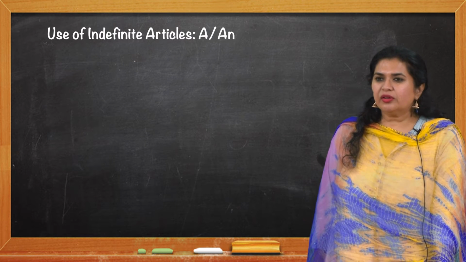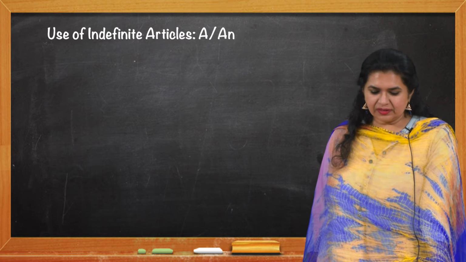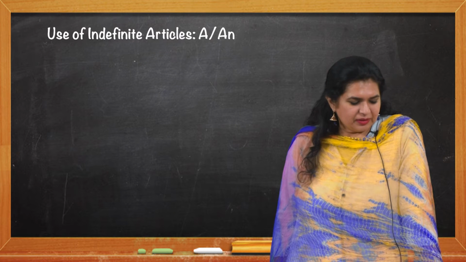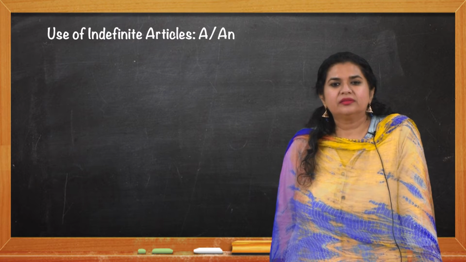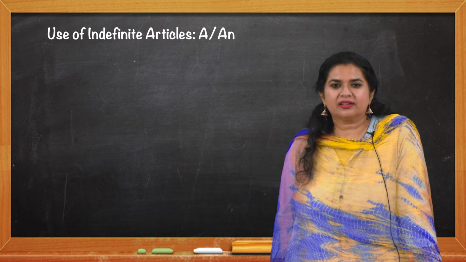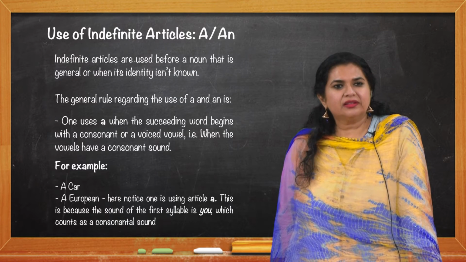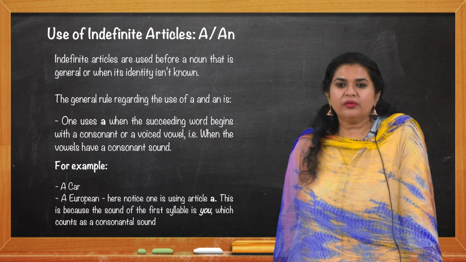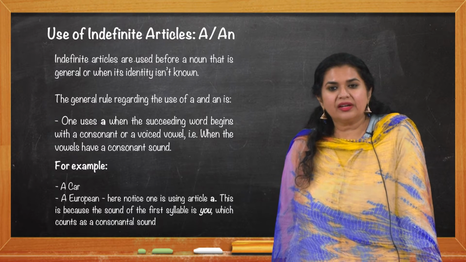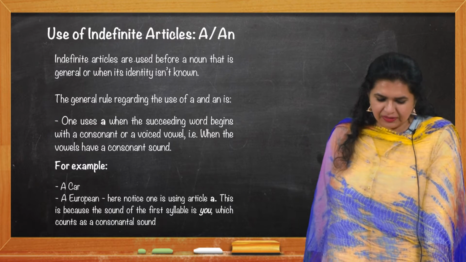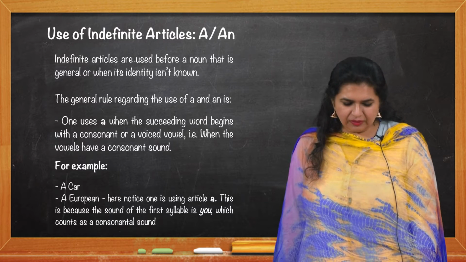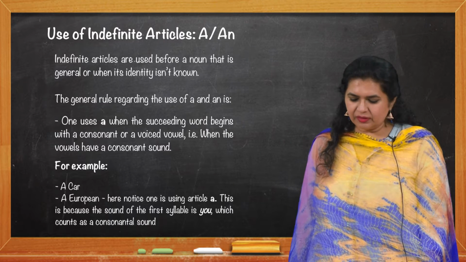From here we will move on to use of indefinite articles a and an. Now, remember, these are something that we use all the time, but most of us keep making mistakes in this very elementary area of grammar, that is the articles. Indefinite articles, that is a and an, they are used before a noun that is general or when its identity is not known. So, the general rule regarding the use of a and an is one uses a when the succeeding word begins with a consonant or a voiced vowel, that is when the vowels have a consonant sound.